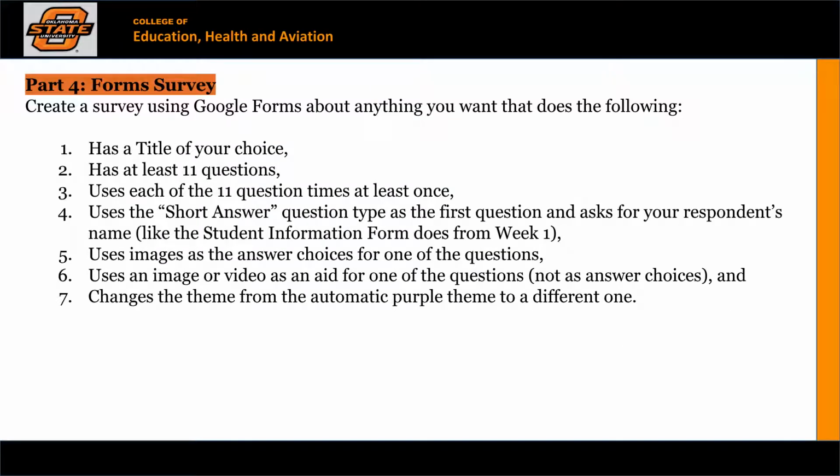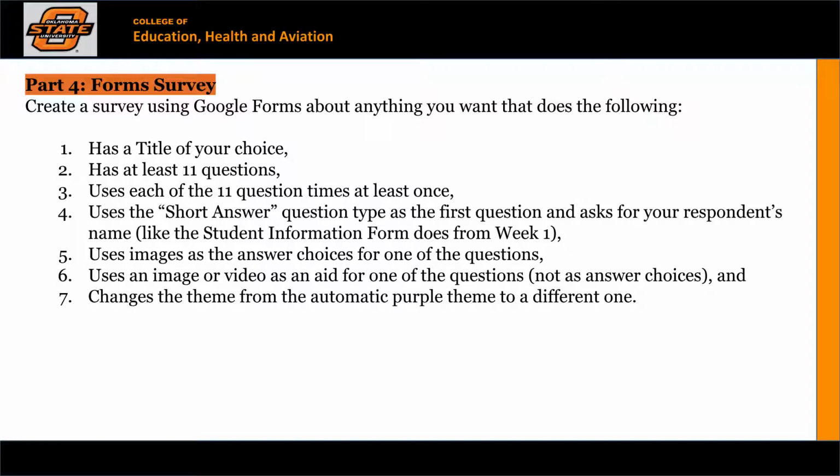So part 4 is forms, a form survey. And if you want to use the same content theme or even some of the same questions from your Microsoft form, you can please feel free to do that. Your Google form needs to have a title, at least 11 questions. Use each of the 11 question types at least once. Use the short answer question type as the first question that asks for your respondent's name.